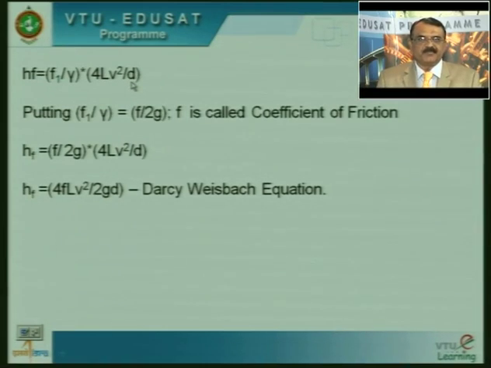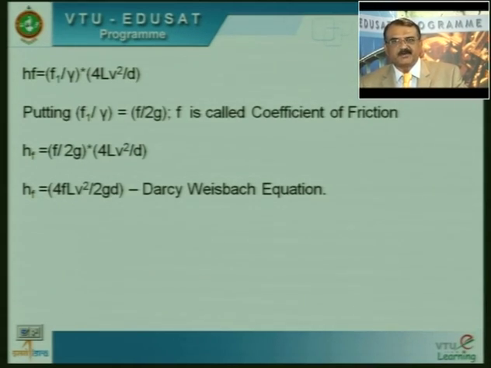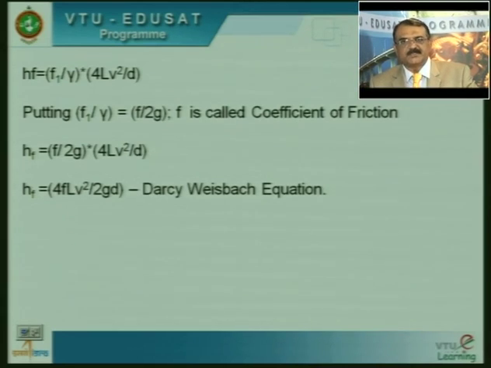At this stage, this f1 by gamma is a constant that can be written as f divided by 2g. So, if you replace this f1 by gamma by this f by 2g, and on simplification, you are going to get the equation hf is equal to 4 f L V square divided by 2 g d. Now, this equation is called the Darcy-Weisbach equation, one of the most important equations in fluid mechanics. I hope things are clear, right?